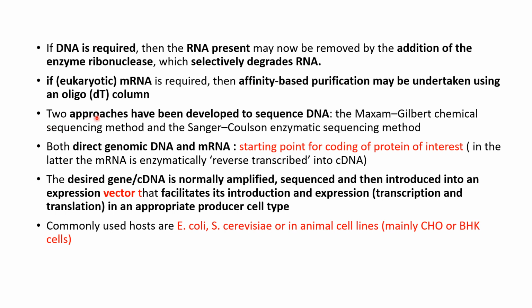So we're saying that two approaches have been developed to sequence DNA. There's the Maxam-Gilbert chemical sequencing method, and also the Sanger-Coulson enzymatic sequencing method. Now, both direct genomic DNA and mRNA have a starting point for coding of the protein of interest. However, if we're going to use mRNA in recombinant DNA technology, then it has to be reverse transcribed. Why? Because mRNA is single-stranded.